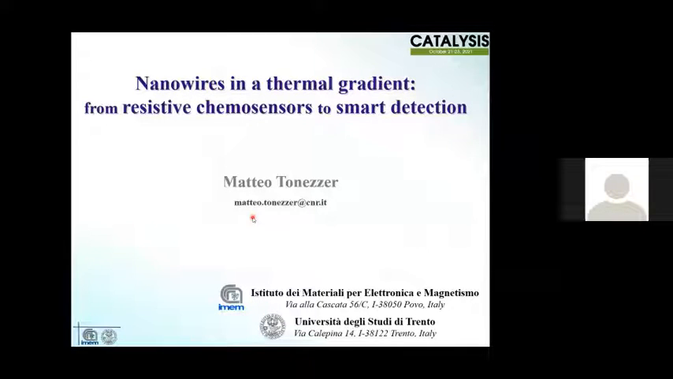This is because metal oxide in general, and recently metal oxide nanostructures, usually nanowires, are used as chemoresistors, gas sensors based on their change in resistance. This is usually a very simple sensor that is obviously not so performing. And our idea, our novel approach, is to put them in a thermal gradient to make them smart, meaning basically to overcome their lack of selectivity, to make a sort of electronic nose with them.